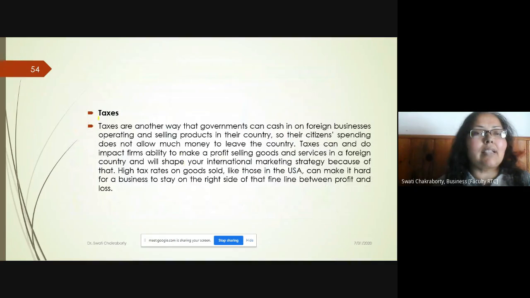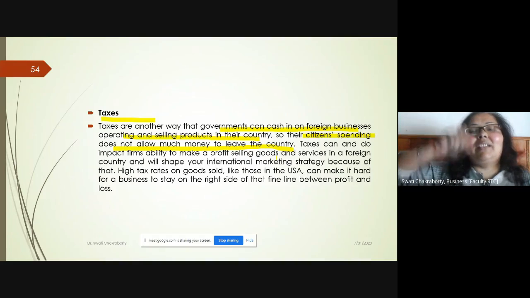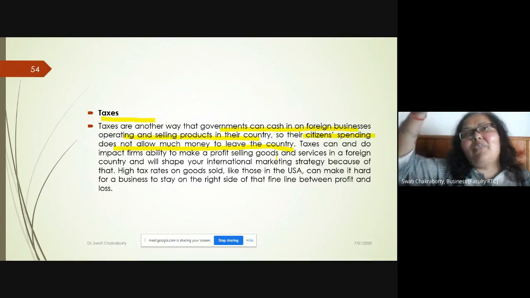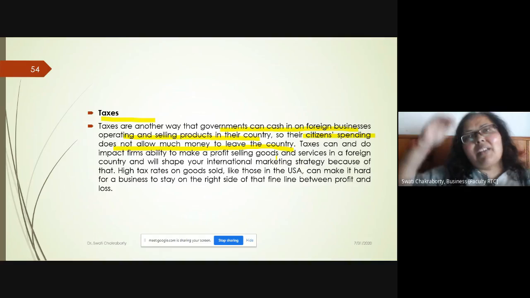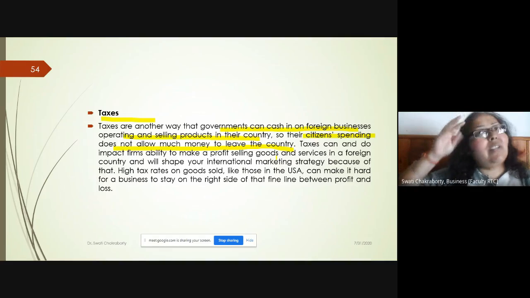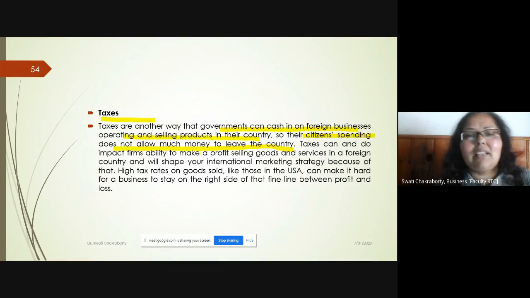Next comes taxes. Tax is a way where the government can cash in on foreign businesses which are operating and selling products in their country, so that citizen spending does not allow much money to leave the country. If tax is paid, then what happens? When you sell your product to another country, a tax is also imposed there, so the price of the product goes up. Citizens would actually think about whether to buy it or not, right? So taxes can impact firms' ability to make profit by selling goods and services in a foreign country, and that also helps in shaping the international marketing strategy, right?